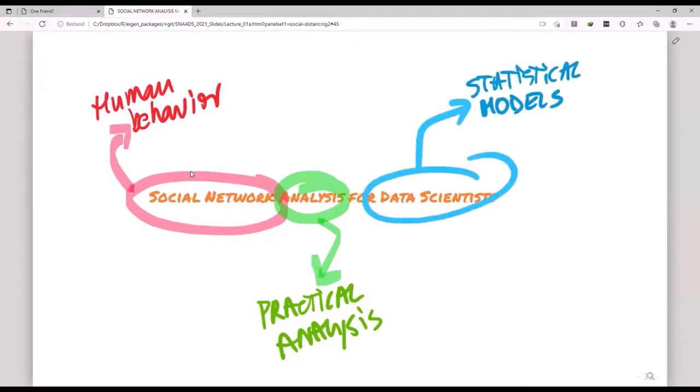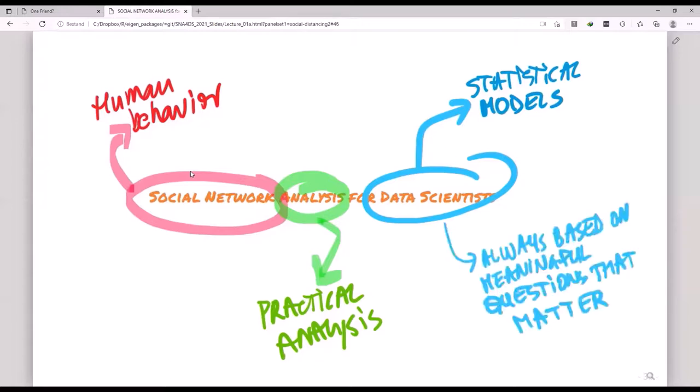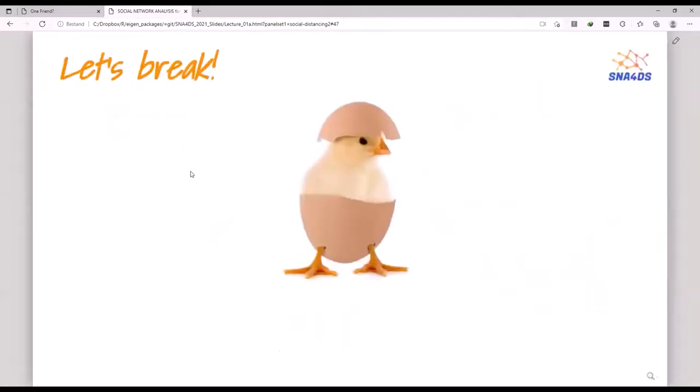So you're going to be learning how to analyze networks, not just how to design algorithms for them. And we're going to do that mainly by focusing on statistical models. But again, because it's data science, it is based on substantively meaningful questions that matter, because we are at JADS. That's what the course will mainly be about.